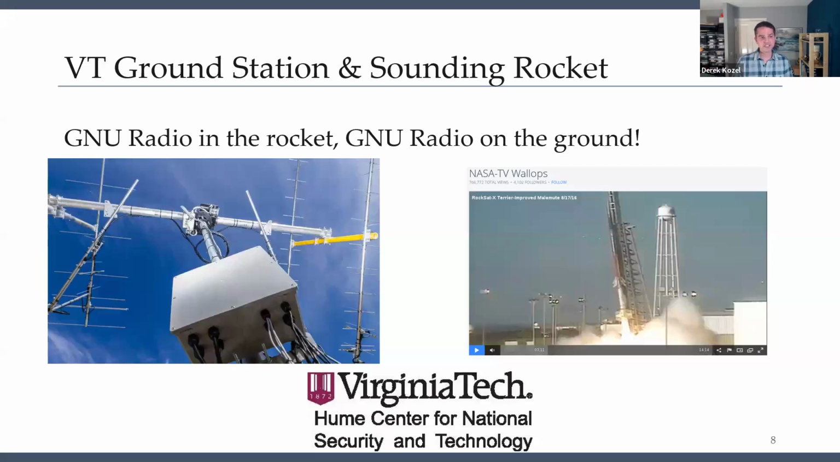Virginia Tech University in the United States has a ground station and sounding rocket, and they run GNU Radio both on the ground and on the rocket. Also, not in this deck, Planet Labs is a company that launches small satellites into low Earth orbit. They're CubeSats, and they're taking imagery of the Earth continuously. All of their radio downlink runs off of GNU Radio as well. So this is a tool that really does scale, and it's amazing that we get to use it for free.